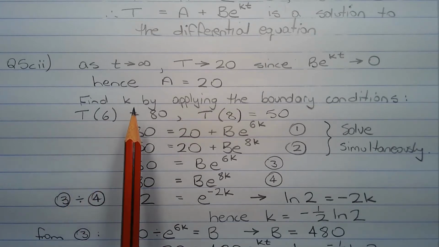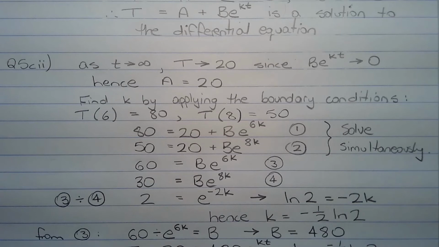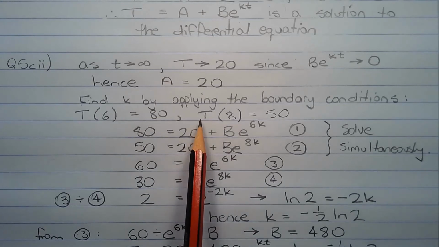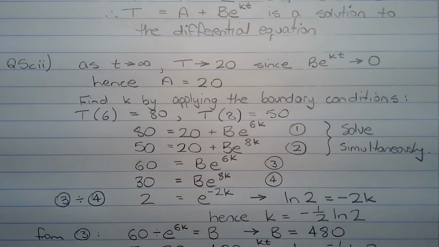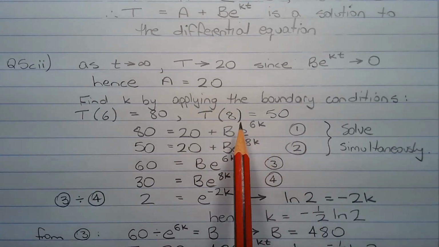Next, we're going to find k by applying the boundary conditions, and there are 2 boundary conditions. We have the temperature at the 6-minute mark is 80 degrees Celsius, and the temperature at the 8-minute mark, so that's 2 minutes later, is 50 degrees Celsius. I'm going to form 2 equations. So we have 80 is equal to 20 plus b e to the power of 6k. We'll call that equation number 1. And we have 50 is equal to 20 plus b e to the power of 8k. We'll call that equation number 2. And we're going to solve these 2 equations simultaneously.